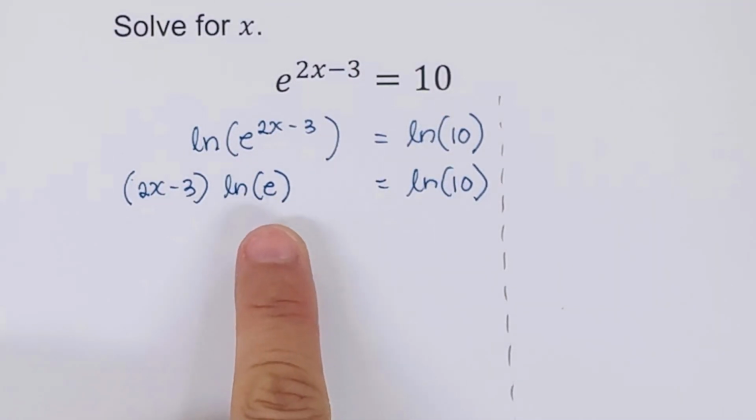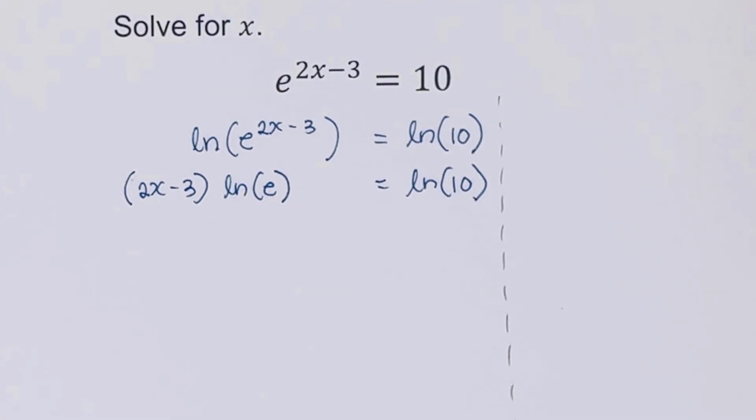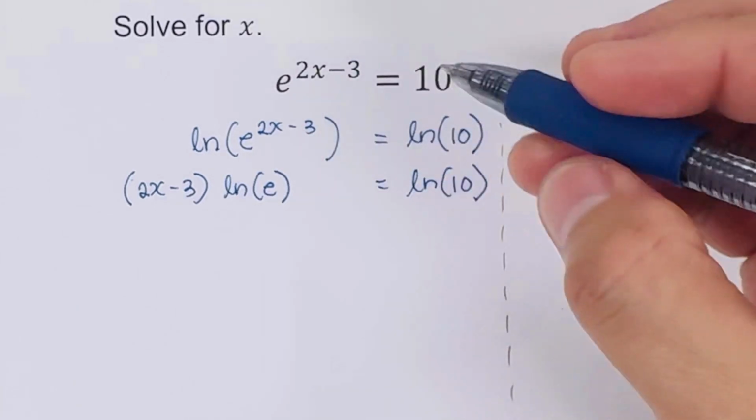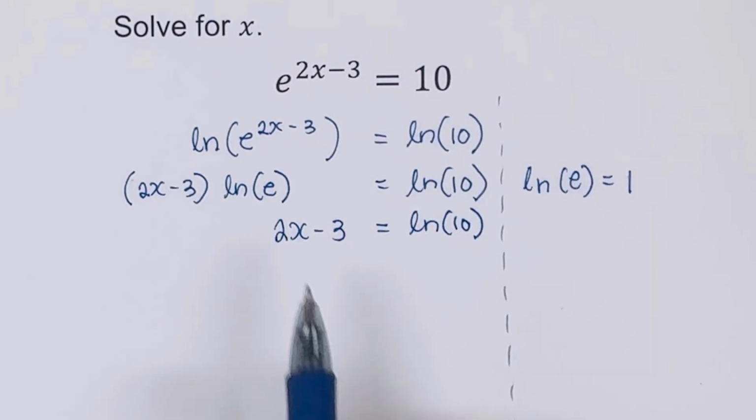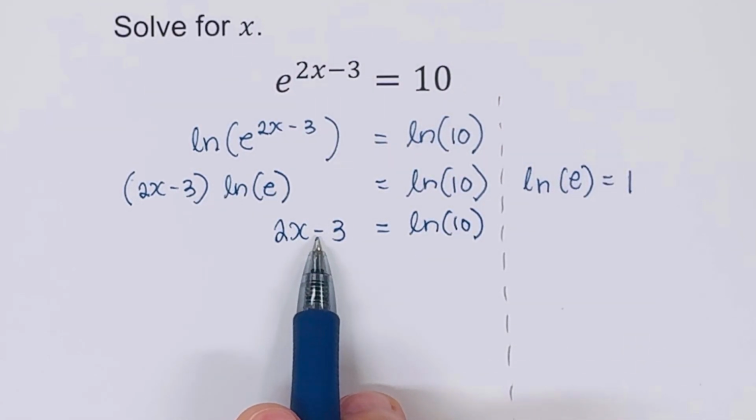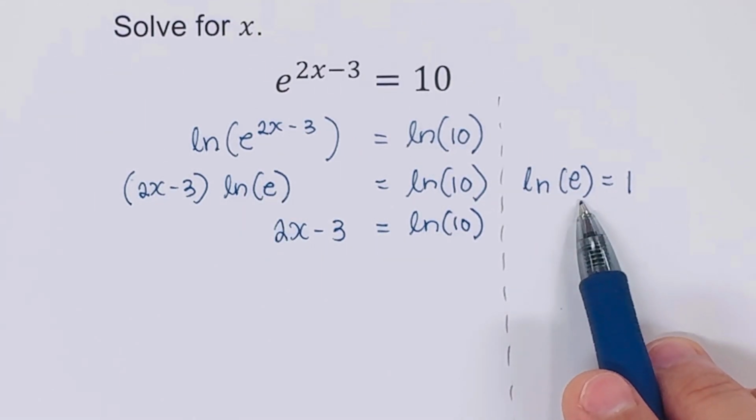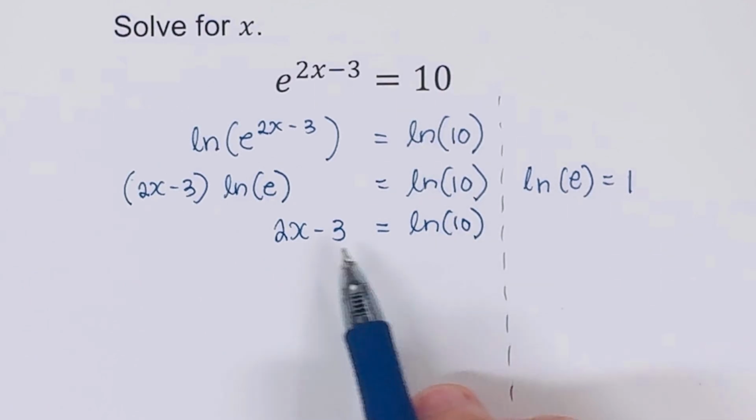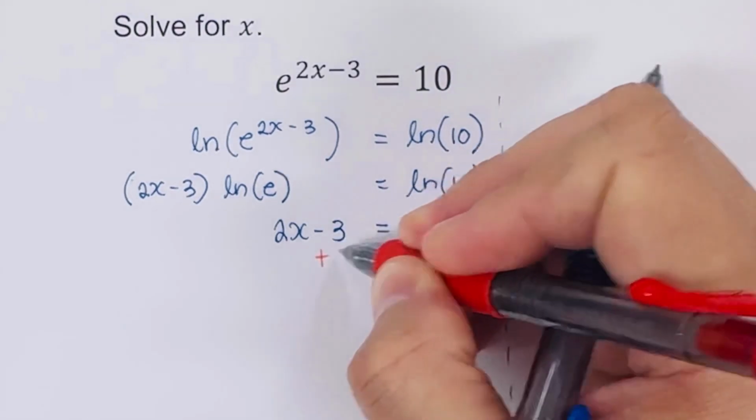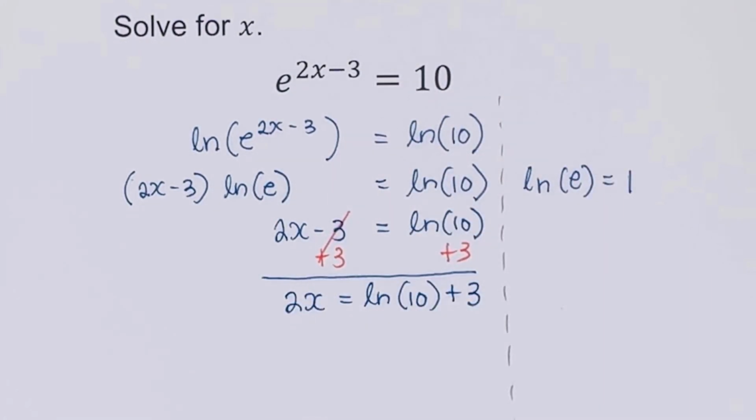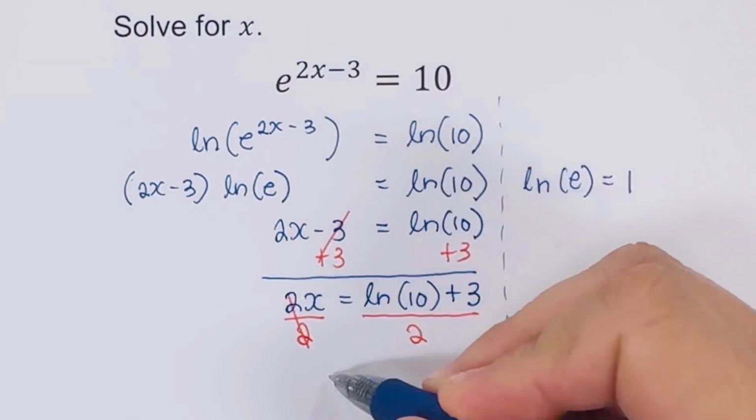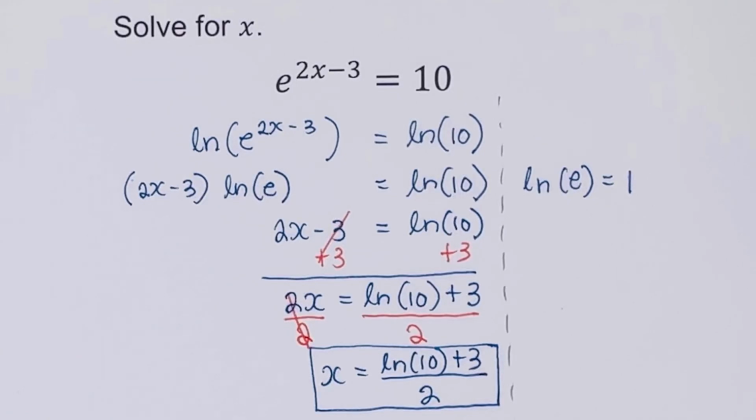Now we remember that ln of e is equal to 1. So our equation would come out. We're only left with 2x minus 3 because ln of e is 1. So we go ahead and solve for x from here. We're going to add 3 to both sides, and we're going to divide both sides by 2 to solve for x. So this is our value for x.